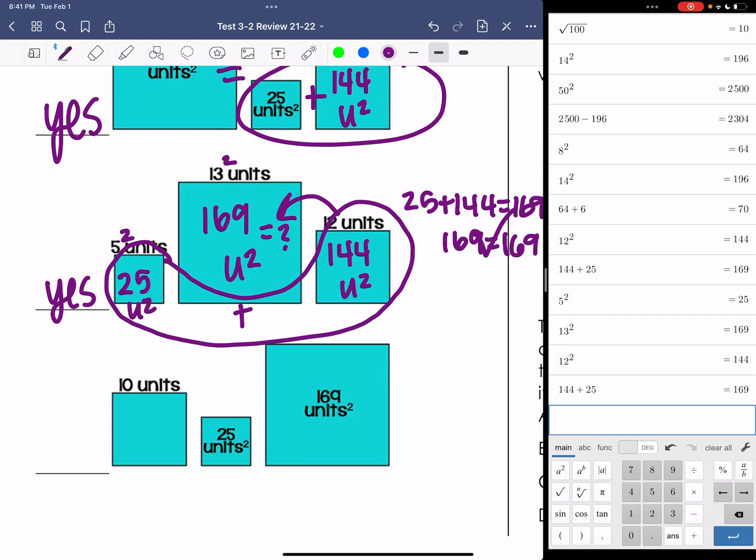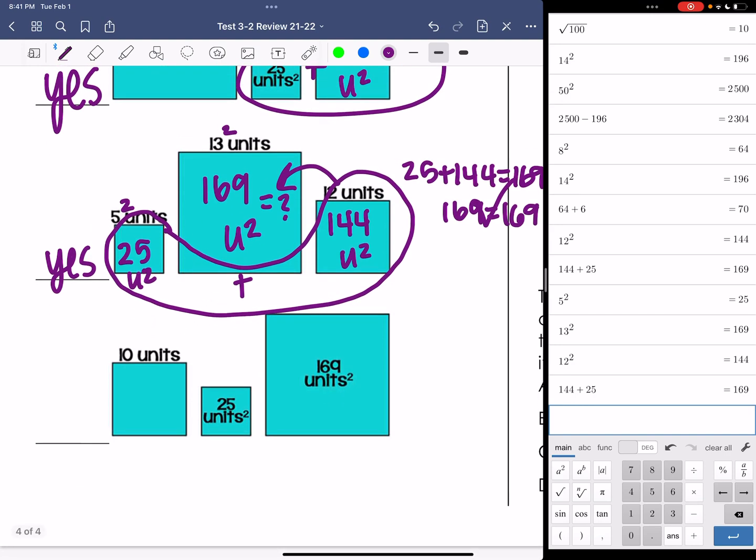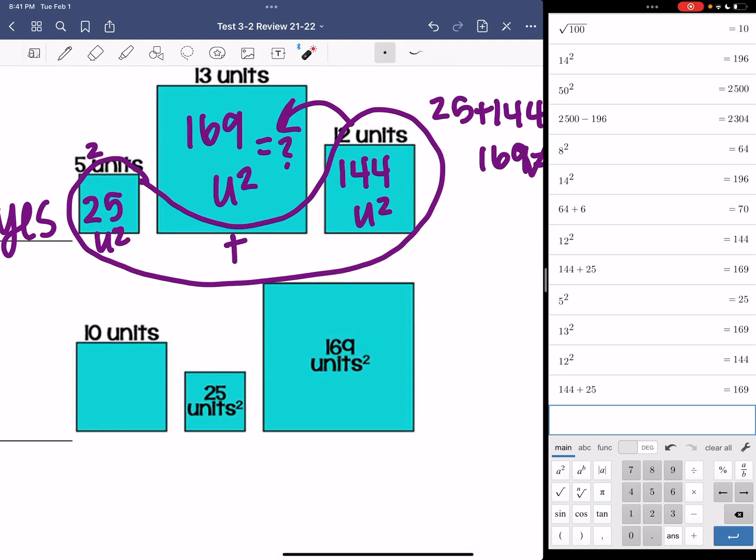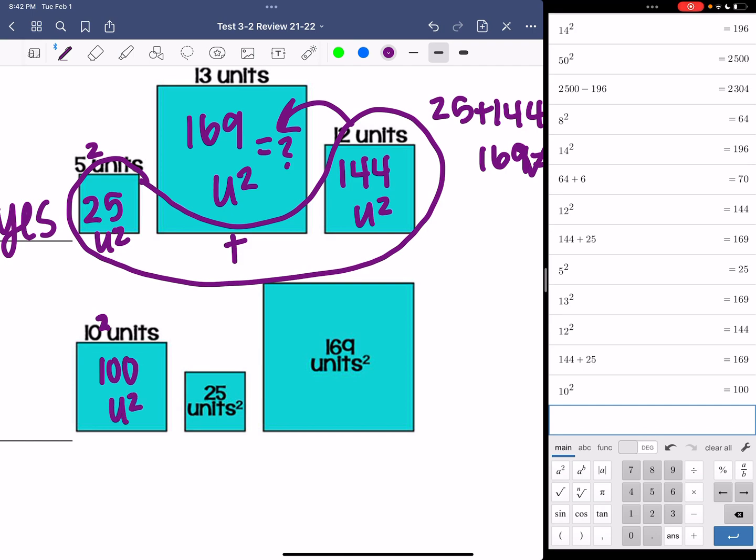Okay, then let's go ahead and look at the last one here. Again, they've given us two areas and they've only given us one side length. So again, we want to find the area of this square. If this side length is 10, to find the area, I'm going to square it. So 10 squared is 100 units squared.